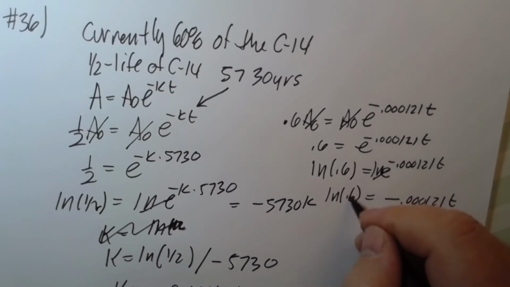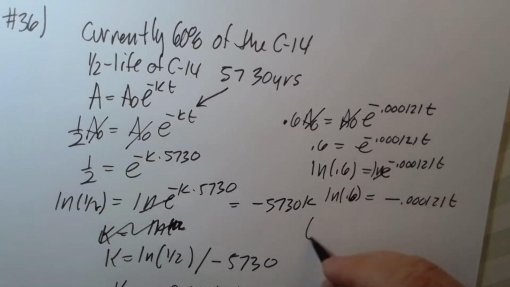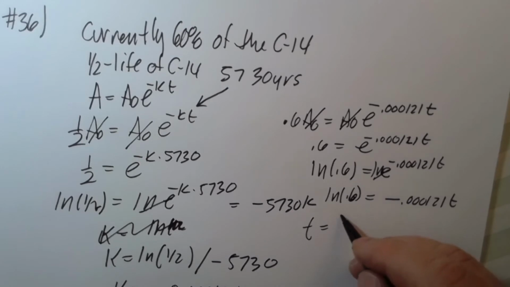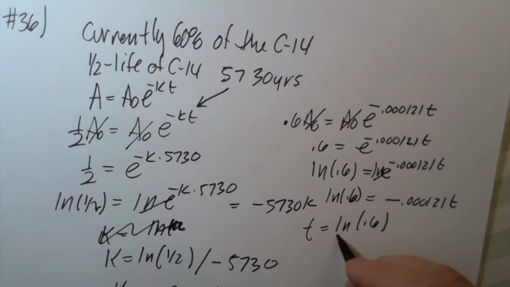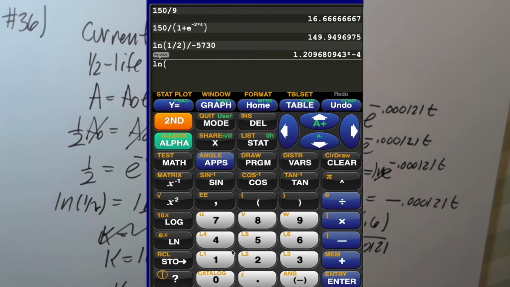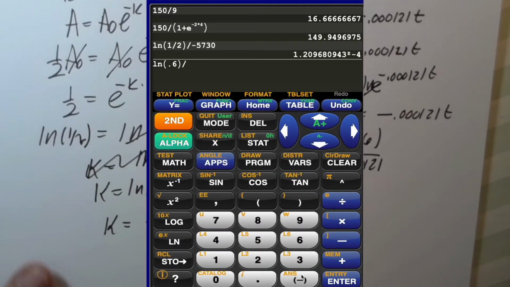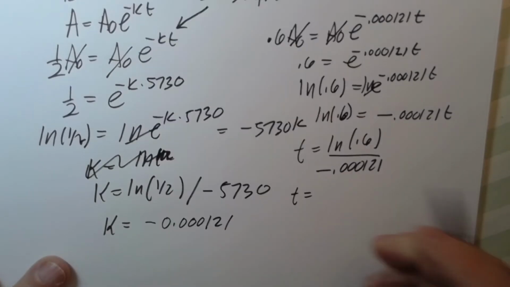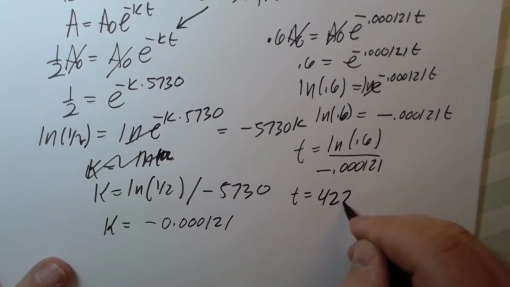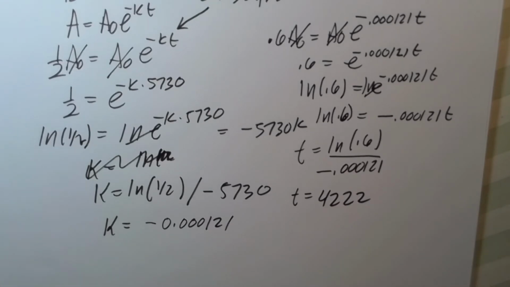Divide that over, so what I get is t is equal to natural log 0.6 over negative 0.000121. I plug that in the calculator, and I get 4,222 when I round it off to the nearest year.